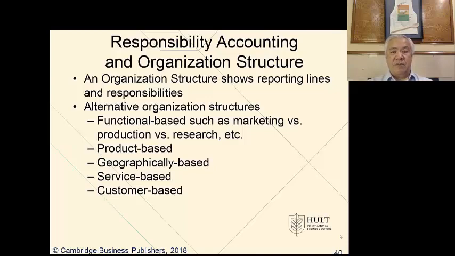And service-based, it would be the types of services such as consulting services, tax services, and assurance services. Or customer-based, it's the national accounts, the government account, and the retail accounts. So there are many ways to do it. Each has merits, of course, and it's an important decision made by senior management.